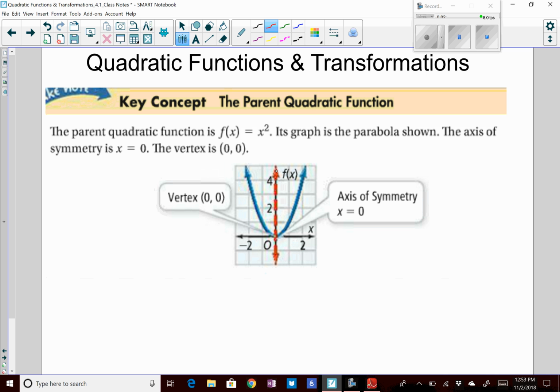And again, if we were to fold the paper on this red line, the right side of the parabola would overlap the left side here. Notice that in the parent function, the vertex is at (0, 0). Again, axis of symmetry at x equals 0. So that's the basic concept for the quadratic.